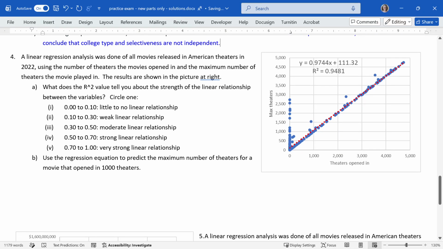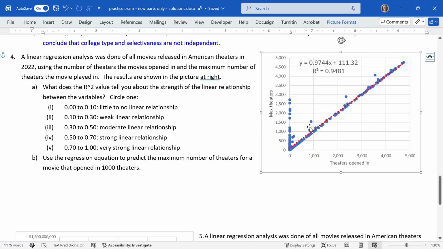So a linear regression analysis was done of all movies released in American theaters in 2022, using the number of theaters the movies opened in and the maximum number of theaters the movies played in. So here's the picture: theaters opened in, and then the max theaters. Some movies will do a release schedule where they open in just Hollywood and New York for maybe a week, and the critics watch it, and then they release it to the rest of the country. So that's these points that you're seeing here.